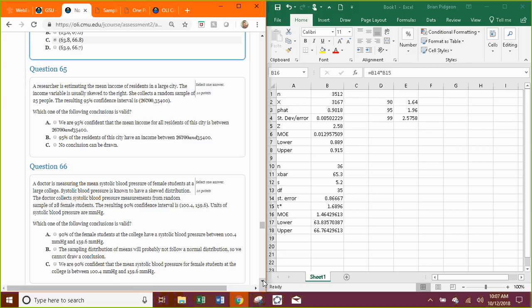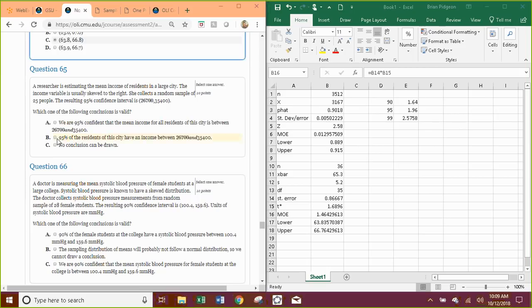A researcher is estimating the mean income of residents in a large city. The income variable is usually skewed to the right. She collected a random sample of 25 people. The resulting 95% confidence interval is that. Which of the following conclusions are valid, or is valid? We are 95% confident 95% of the residents of the city have an income... Nope. And then no conclusions can be drawn.